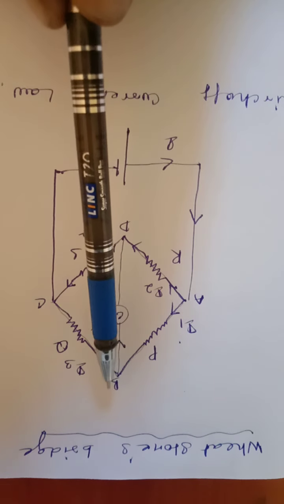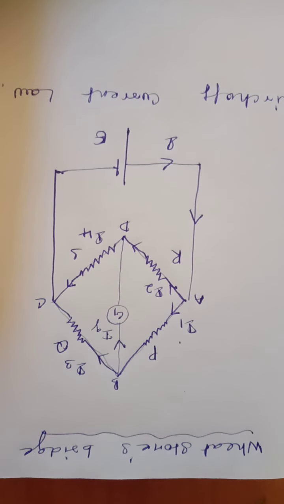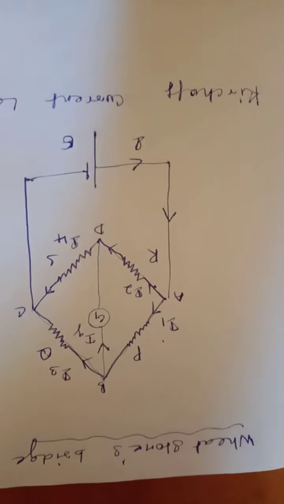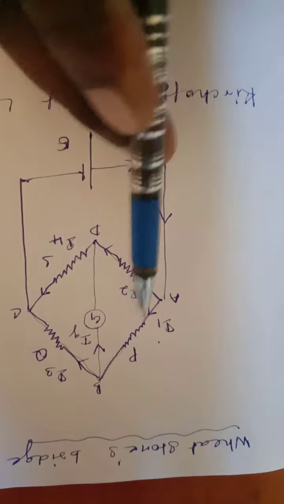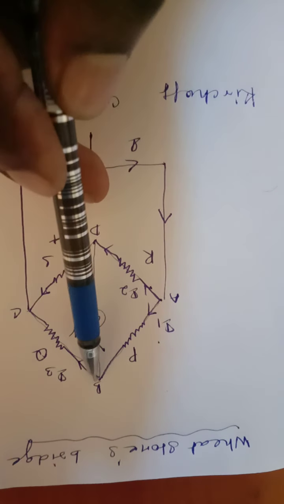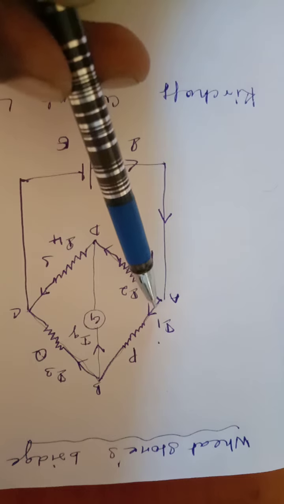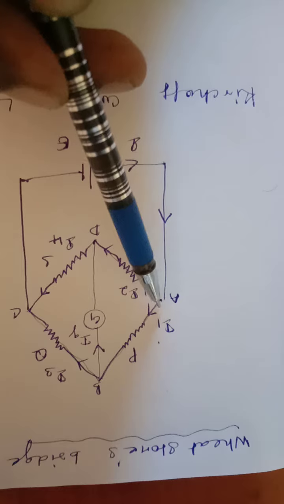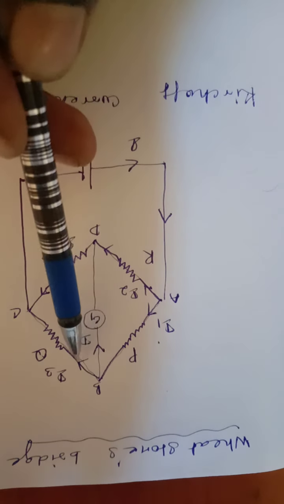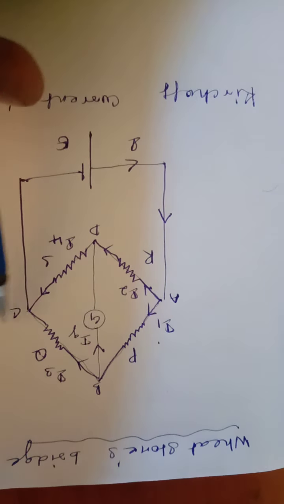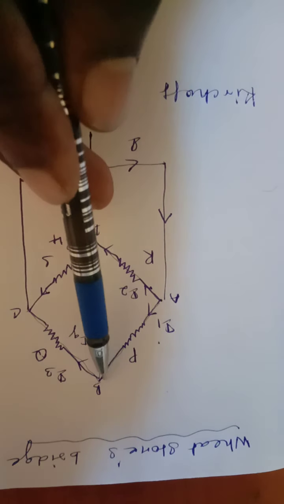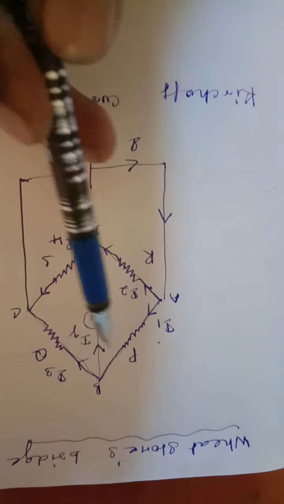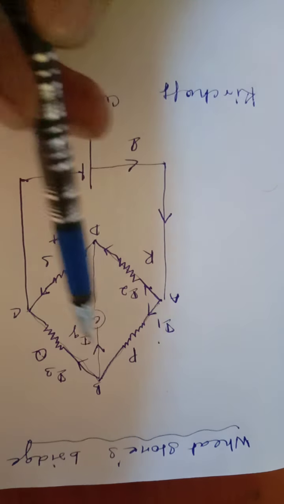Here, applying Kirchhoff's first law at junction B, there are currents meeting at the point. The current I1 is towards the junction, the current I3 is away from the junction, and Ig is away from the junction. Towards the junction is positive, away from the junction is negative.